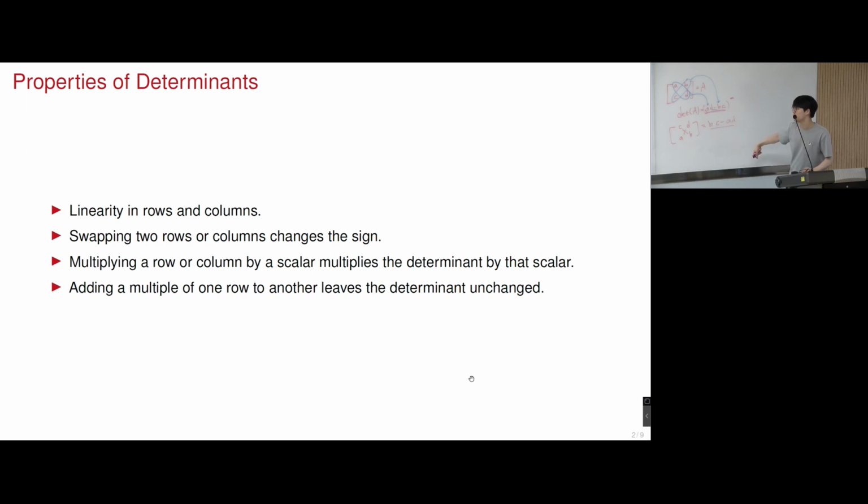And in all those cases, if you swap two rows or two columns, it just changes the sign, okay? So that's a very interesting property of a determinant. And the third one is also more interesting: multiplying a row or column by a scalar multiplies the determinant by the scalar. Interesting, right?